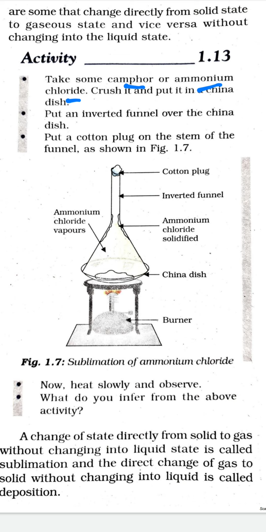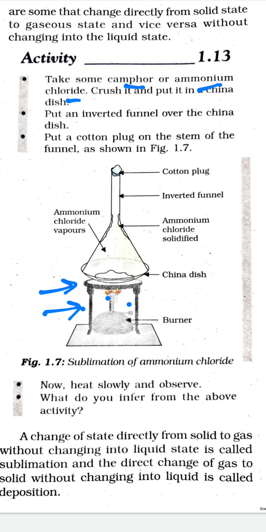For this activity, we take a tripod stand, tripod, 3 legs. So this is a stand with 3 legs, 1, 2, and 3, right? Over this, we place a wire gauze. In this diagram, you can't see this very clearly. Now, over the wire gauze, we place a china dish. This china dish is also called the crucible. Into the china dish, we place the crushed ammonium chloride or camphor, or the substance which has to undergo sublimation.